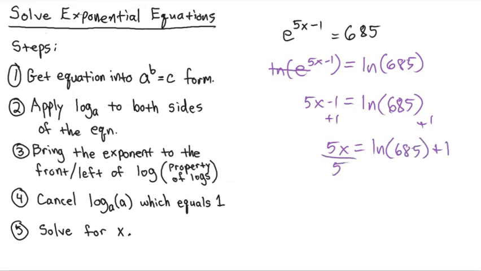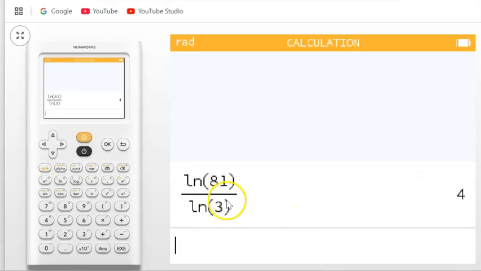Now we divide by 5 on both sides, and we cancel here, and we have x is equal to the natural log of 685 plus 1 over 5. And what I'm going to do now is I'm going to do the natural log of 685 in the calculator, then I'll add 1 to it, and then I'll divide by 5. Okay? So let's switch over here to NumWorks.